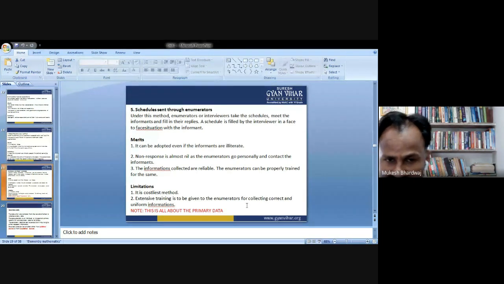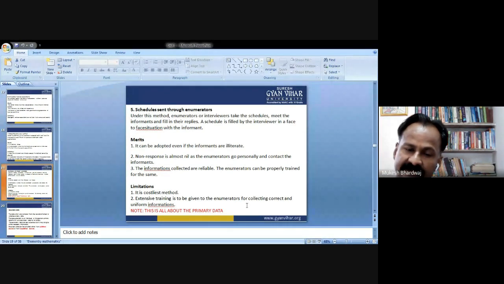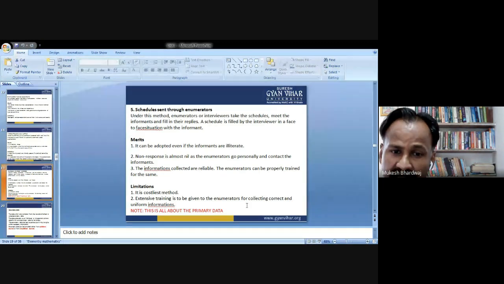Now the same demerits which are in the direct collecting method apply here, it is the costliest method. Extensive training is to be given to the enumerators or interviewers for collecting correct and uniform information. So this is all about the primary data. Now we are going to start with secondary data.